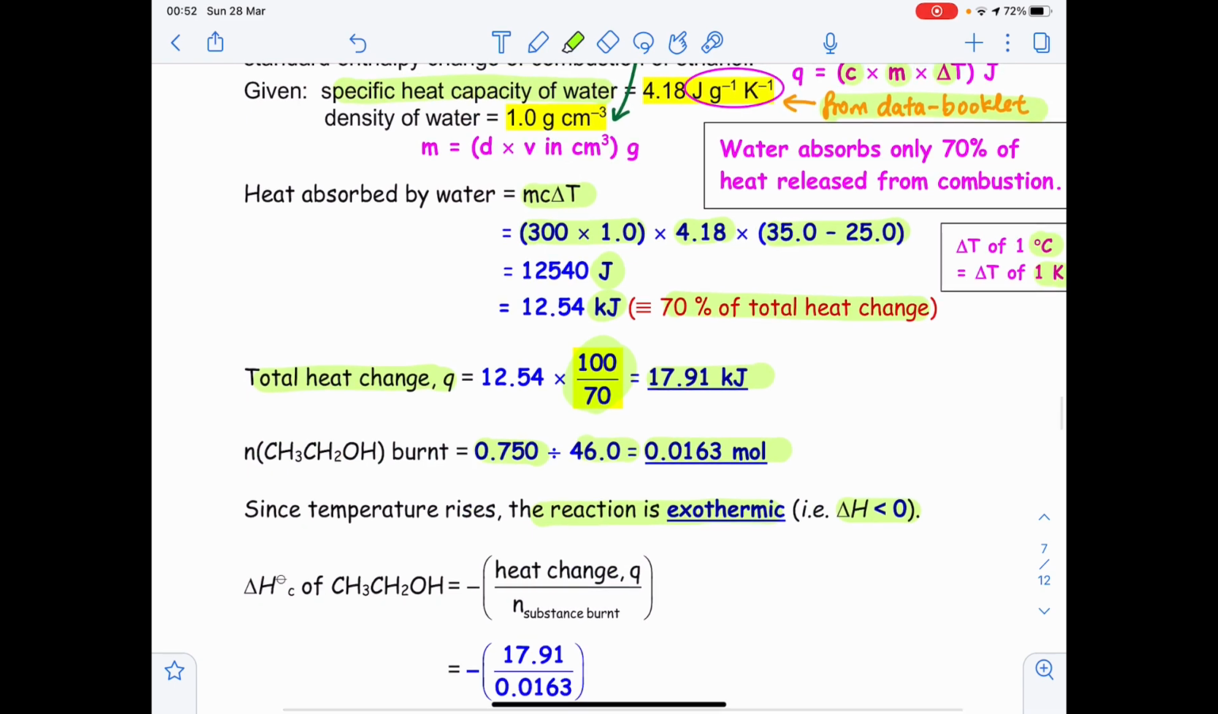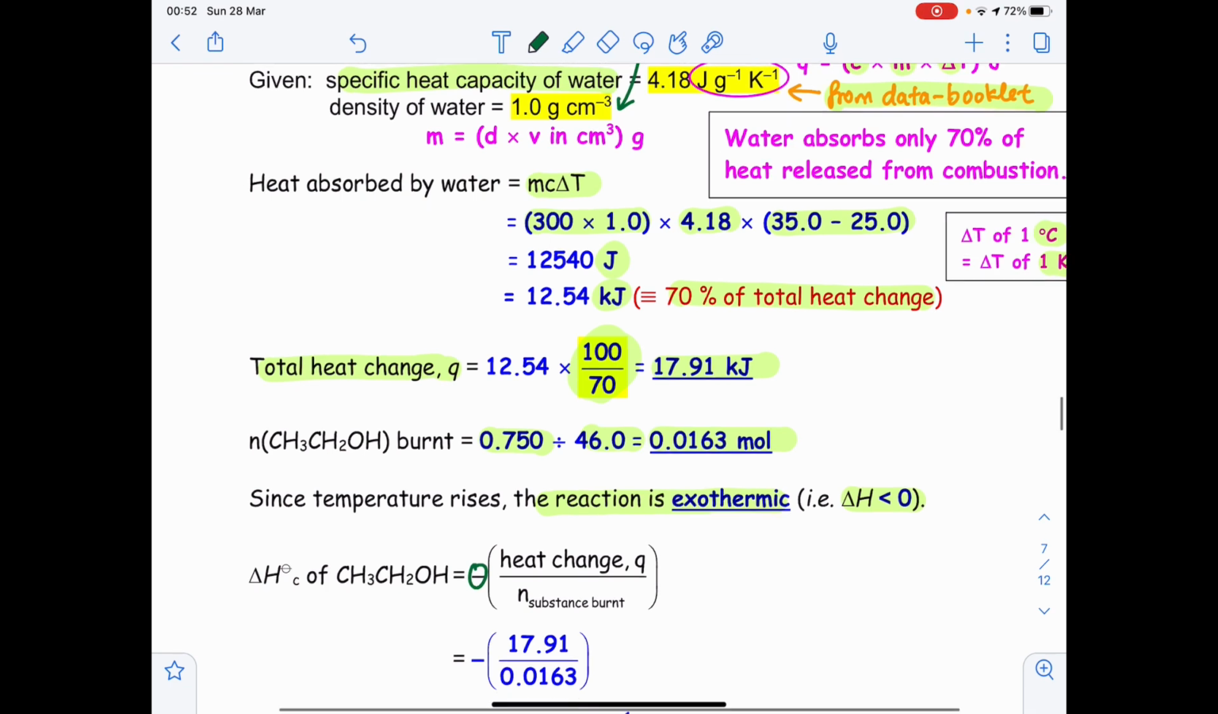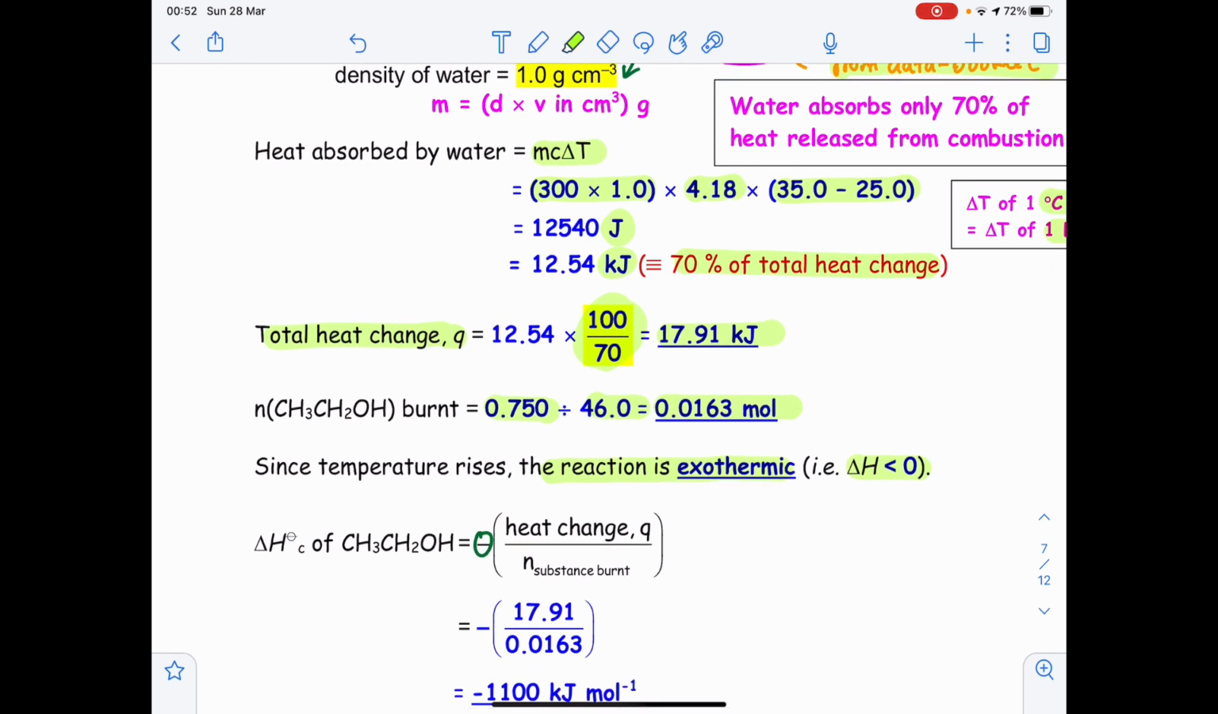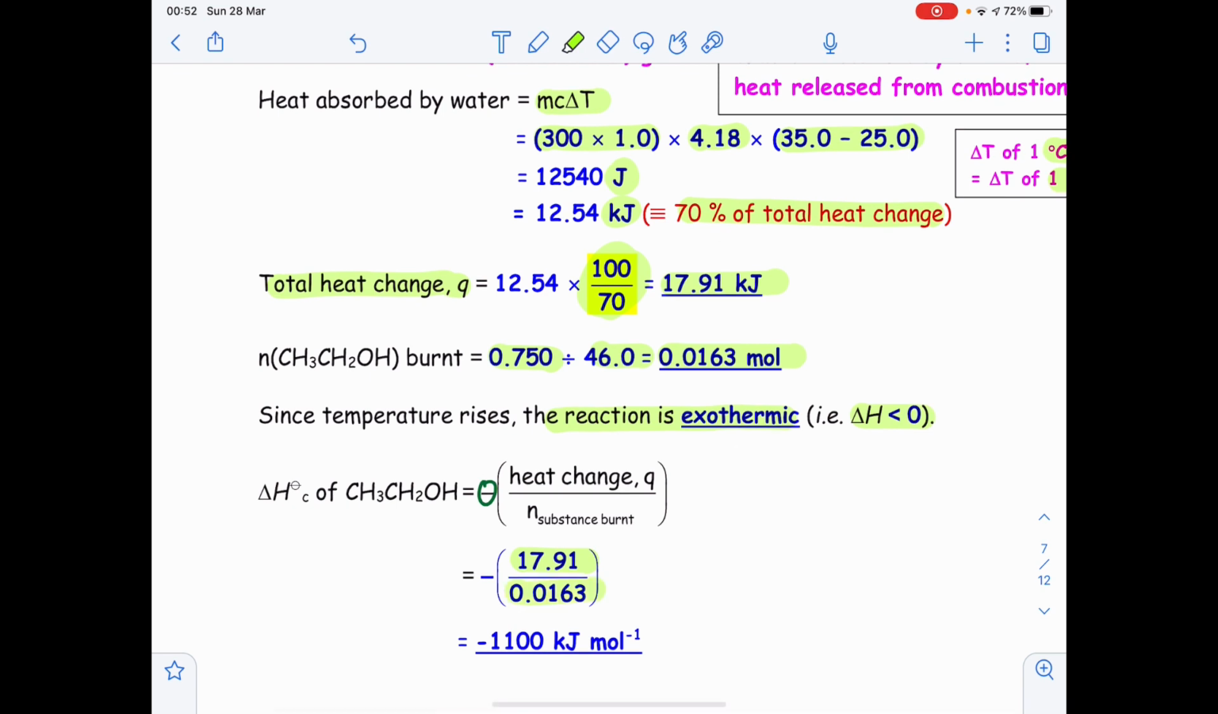So the enthalpy change of combustion of ethanol will be equal to minus heat change, which is 17.91, divided by the amount of ethanol burnt, which is 0.0163, which is equal to minus 1100 kilojoules per mole.